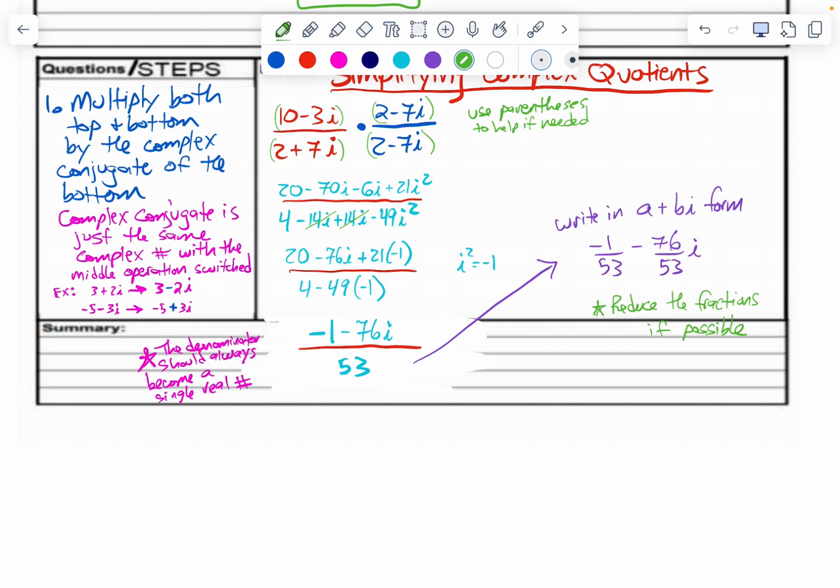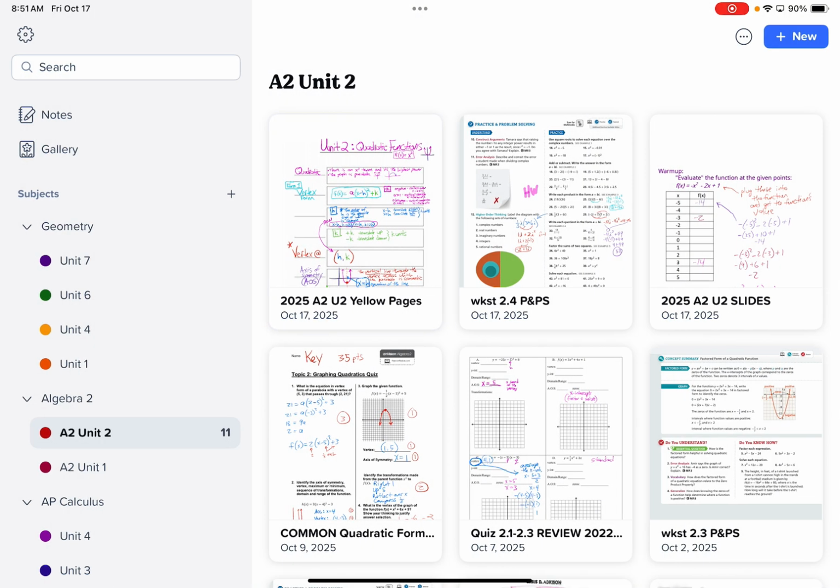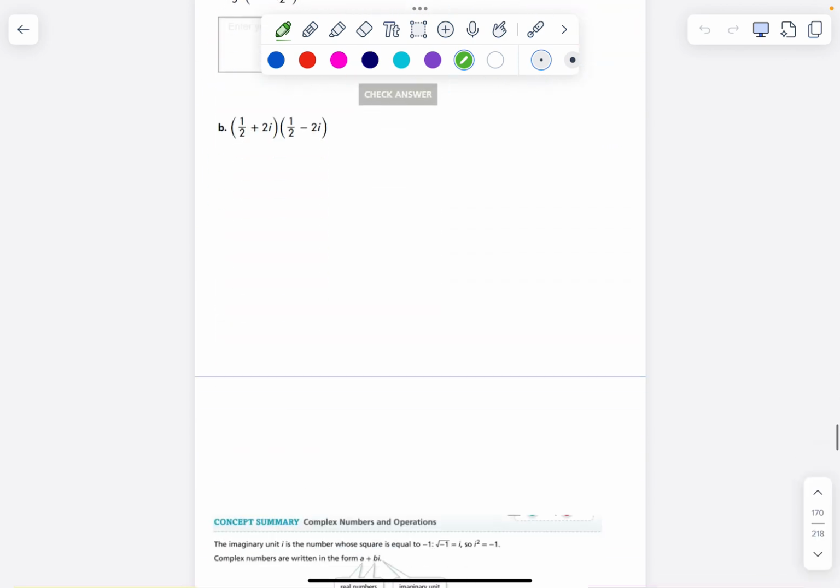Any questions on it? Okay. Do you think it looks simpler in the a plus bi form? This one doesn't necessarily, but some of them clean up really well. Like they look completely better. So let me have you try one.